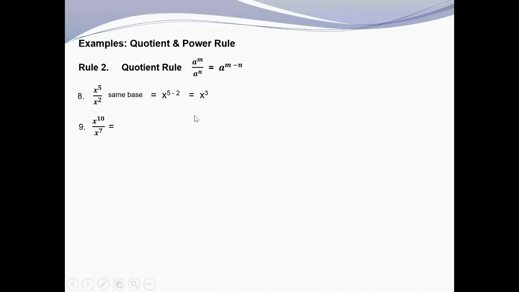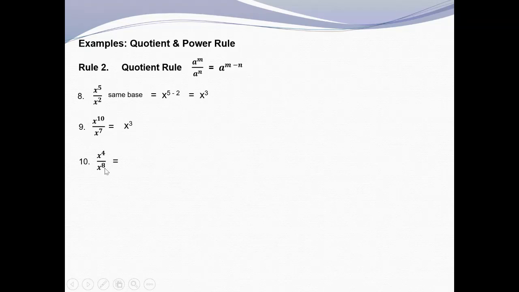Now come examples of the quotient rule. Rule number 2, the quotient rule: you have a to the m divided by a to the n equals a to the m minus n. Example. This is the same base. By applying the rule, it'll be x to the 5 minus 2, which would be x to the 3rd power. X to the 10th divided by x to the 7th is going to give us x to the 3rd power, because we subtract 10 minus 7.